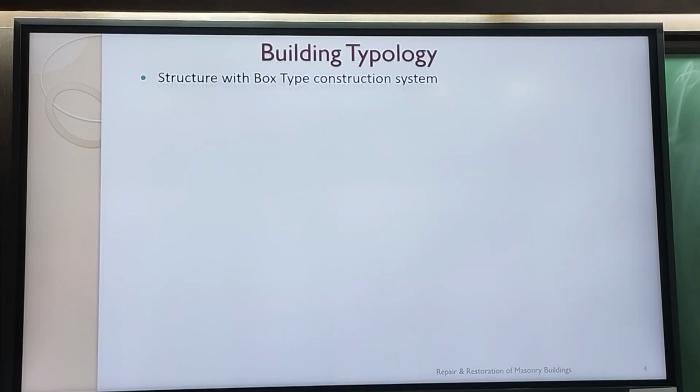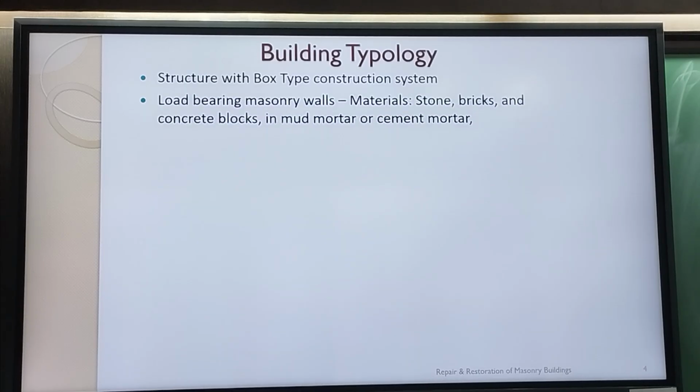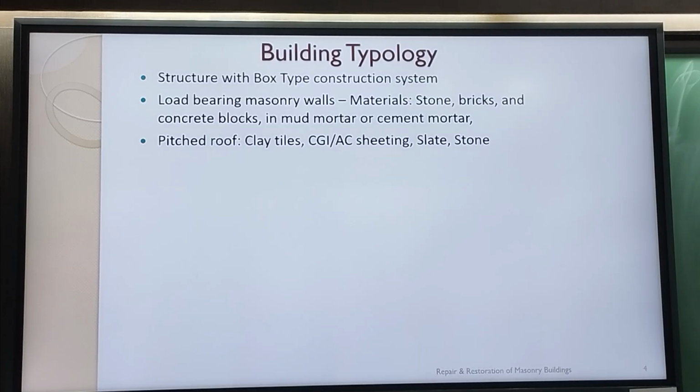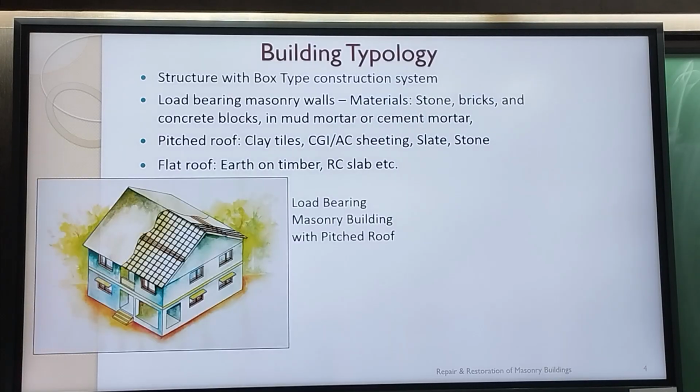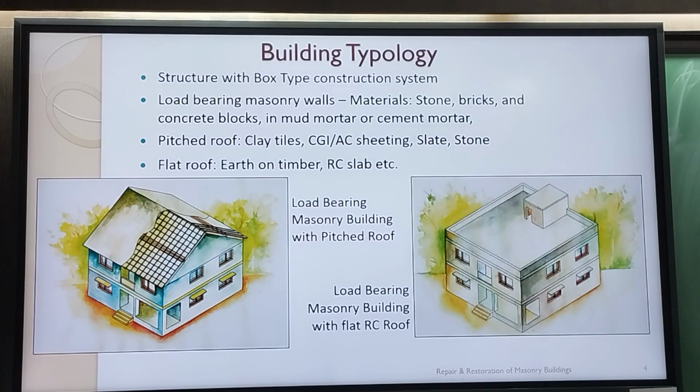So what I'm going to talk about today is box type construction with load bearing masonry. Masonry can be of stone, brick, concrete block, and the mortar can be mud mortar or cement mortar. The roof can be a pitch roof of different types, or it can be a flat roof, reinforced concrete or earth and timber. So, just two visuals of what kind of buildings we'll talk about.